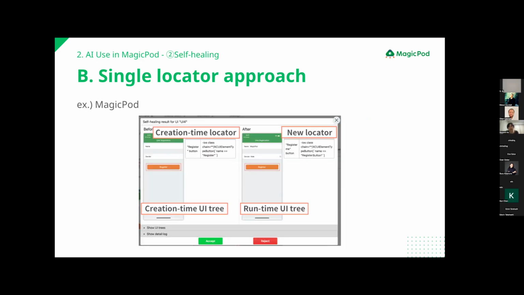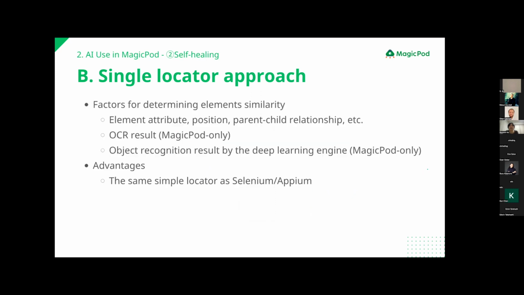This is a self-healing notification dialog again. The left pane has the information before the self-healing, and the right pane has the information after the self-healing. Next, I explain how MagicPod knows whether two elements are similar or not. We measure the similarity based on various factors.